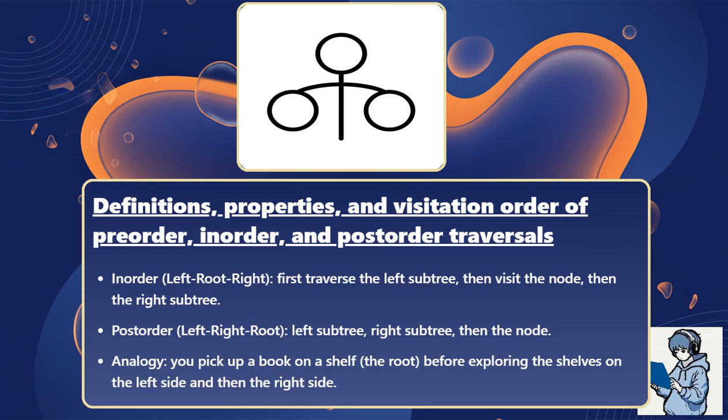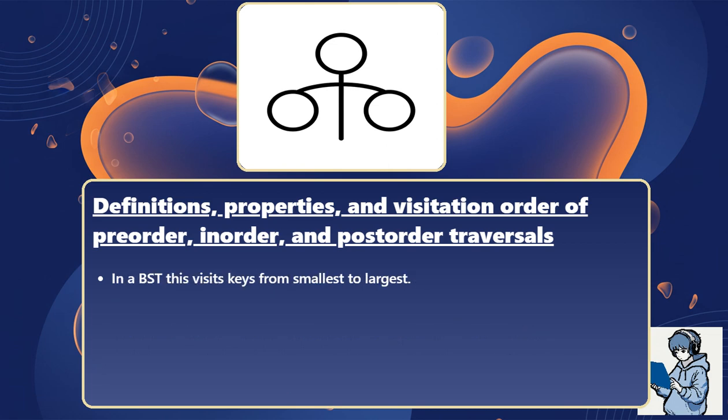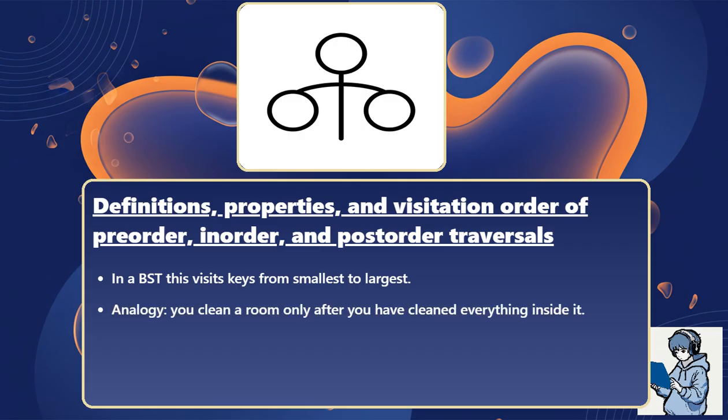Analogy: you pick up a book on a shelf, the root, before exploring the shelves on the left side and then the right side. In a binary search tree, inorder visits keys from smallest to largest. Analogy for postorder: you clean a room only after you have cleaned everything inside it.